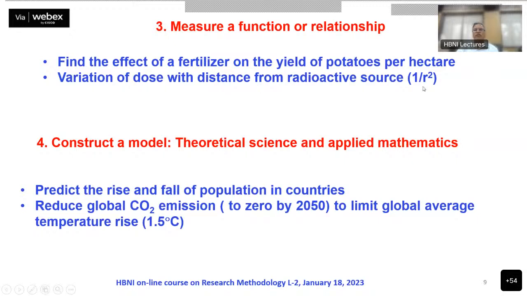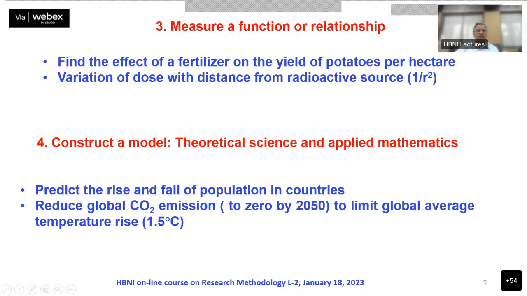Or for example, the 1 by R square law: the dose from a radioactive source decreases with the distance as 1 by R square. So one can experimentally verify this relationship by taking a source of gamma ray and changing the distance between the source and the dosimeter. You can change the distance and find out whether the 1 by R square law is applicable, valid or not. So in your research area, you will find certain research will fall in this particular category.